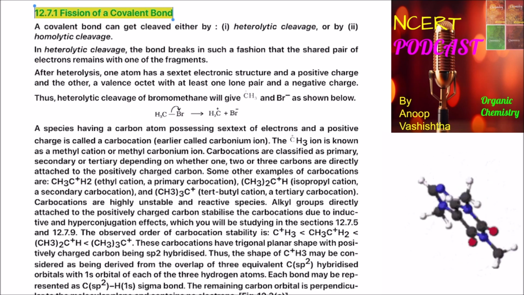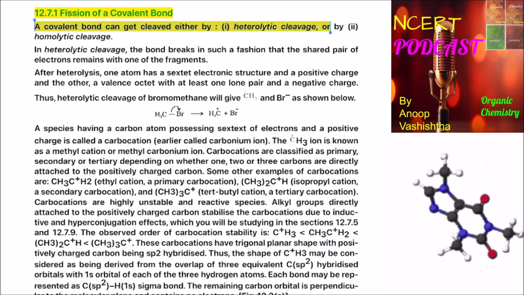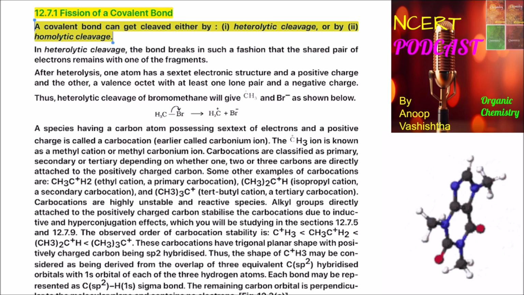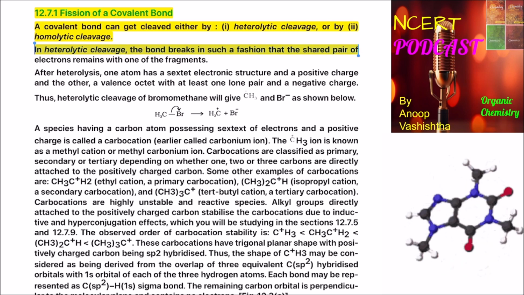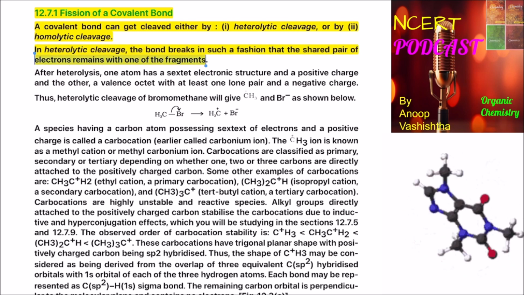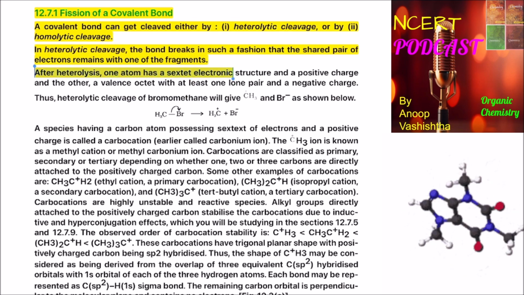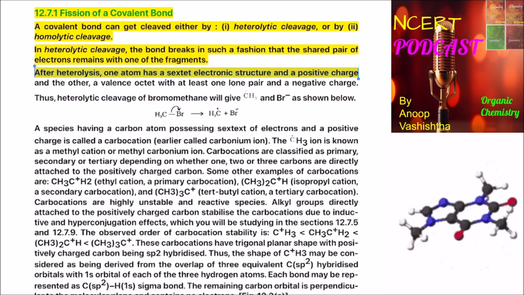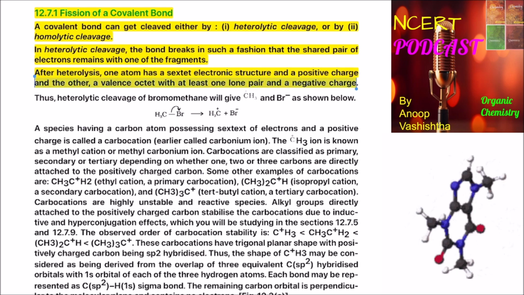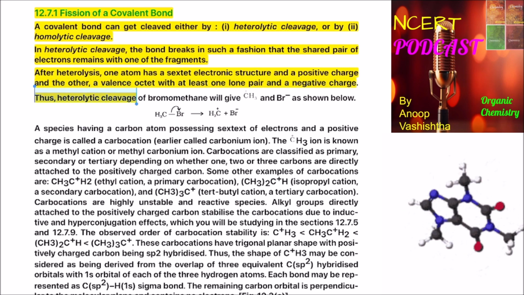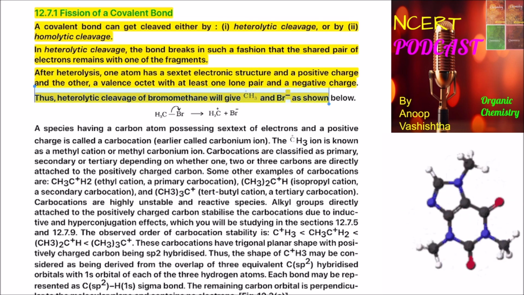Fission of a covalent bond. A covalent bond can get cleaved either by heterolytic cleavage or by homolytic cleavage. In heterolytic cleavage, the bond breaks in such a fashion that the shared pair of electrons remains with one of the fragments. After heterolysis, one atom has a sextet electronic structure and a positive charge, and the other a valence octet with at least one lone pair and a negative charge. Thus, heterolytic cleavage of bromomethane will give CH3+ and Br- as shown below.